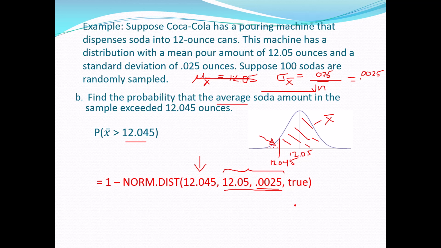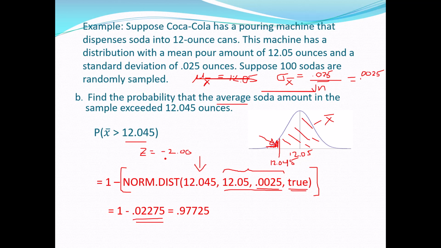I always put true here. We're always looking for cumulative probability, so we always put true, and that's going to give me this function here. The NORM.DIST, this part here, is going to give me the less than or equal to probability, the lower tail. That's why we subtract it from 1, because we want an upper tail in this case. When we do that, that's the value that we get from the Excel function. That's also the value we get in our z-table if we looked up the cumulative probability for a z-value of -2, which is what the 12.045 is. So you've got both options.